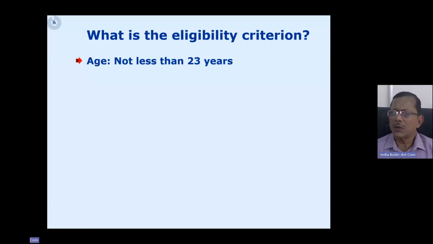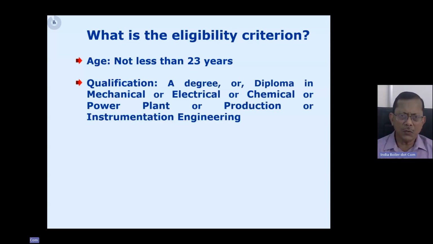So age is not less than 23 years. Normally, if you are a professional completing a degree or diploma and then working for 2-3 years in a plant, naturally you will be fulfilling this criteria. Talking about the qualification, you need either a degree or a diploma in mechanical or electrical or chemical or power plant engineering or production engineering or instrumentation engineering. If you have got a degree or diploma in any of these disciplines, so far as qualification is concerned, you are eligible for the BOE certificate examination.